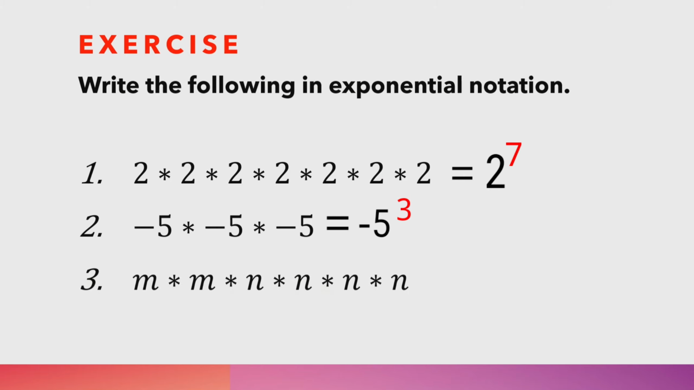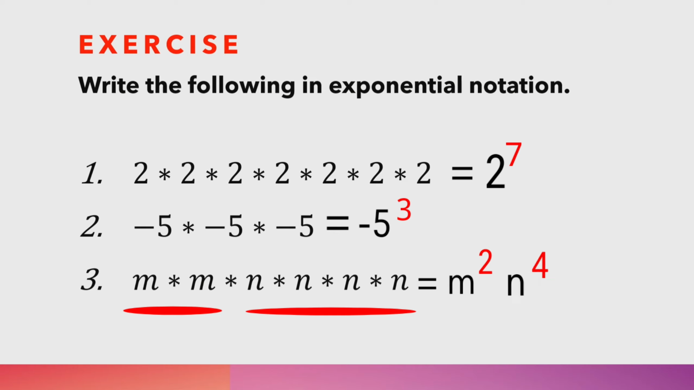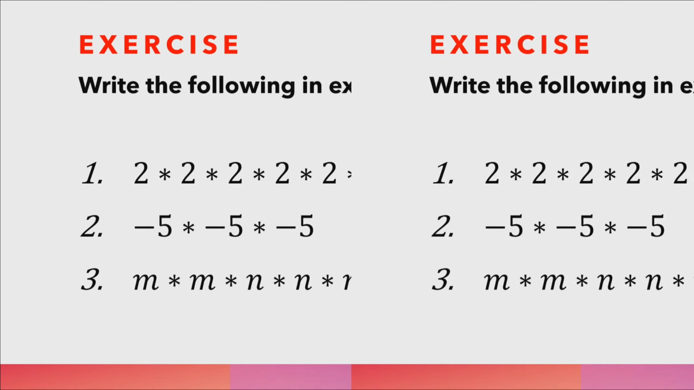Okay, so let's have our last example. As you can see, we have 2 different factors here. We have 2 factors of m and then we have 4 factors of n. So in exponential notation, we have m squared and n raised to 4. The reason why I put it here in an example is that we want to make sure that our factors are the same before we attach them together.